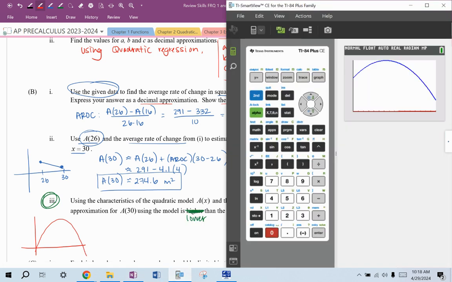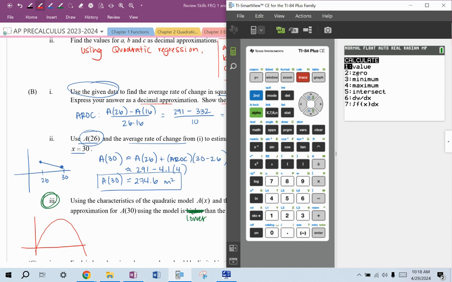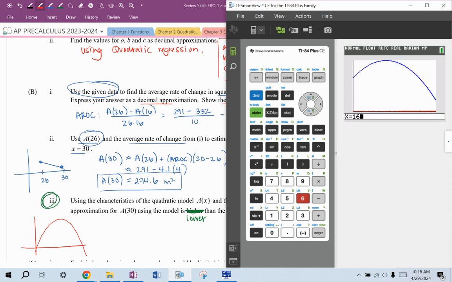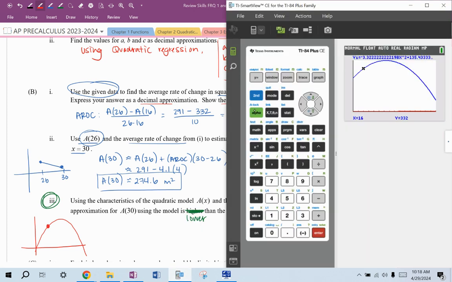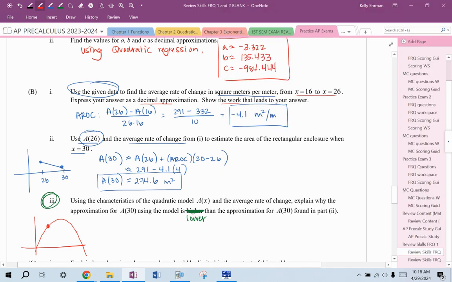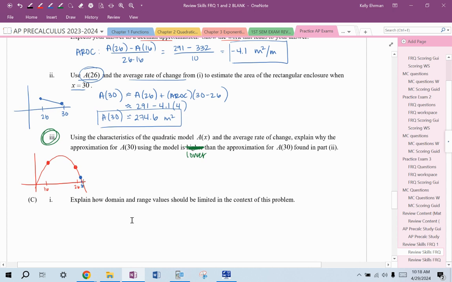If you're not sure of where 16 would be, you can do second trace value. 16, have it point to you where that is. Okay, that's about here. And then we went to 26. Okay, that's about down here, right? So here's 16. Here's 26. 30 is somewhere right here. So here's where the quadratic says 30 should be. But if you were to connect a line between these 2 points, average rate of change, then 30 would be way up here.